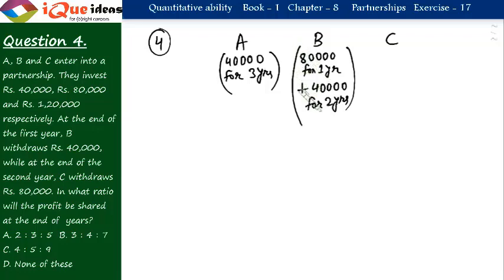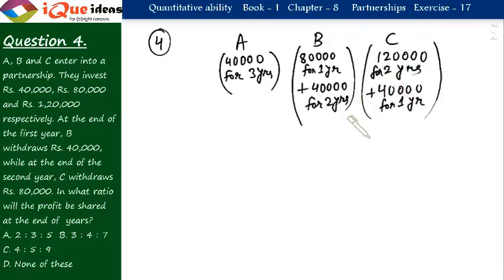Now C initially started with 1,20,000 and he does not make any change at the end of first year. He withdraws 80,000 at the end of second year. So this 1,20,000 investment will remain in the business for 2 years. At the end of second year, he has withdrawn 80,000. That means plus 40,000 investment for the next 1 year. Right? Now, when it comes to profit ratio, how would you calculate profit ratio?